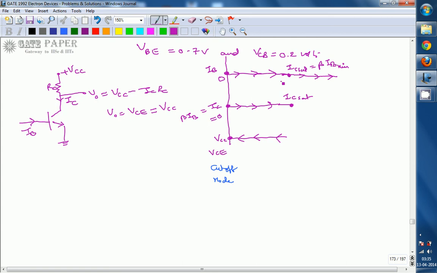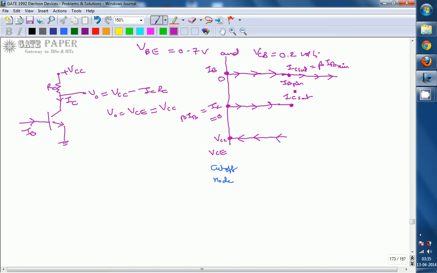This point is actually IB minimum. IB minimum is nothing but the minimum amount of base current required to make the transistor collector current become constant. If you apply this value or more than this value, the transistor collector current will become saturated.